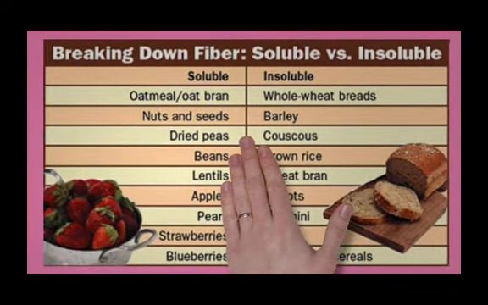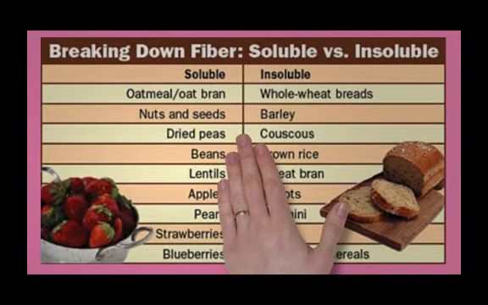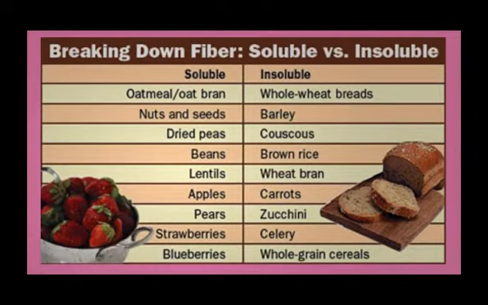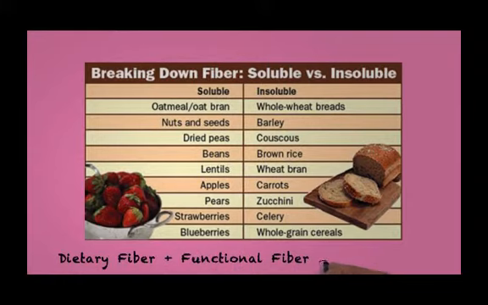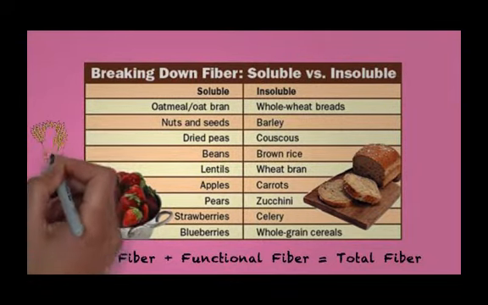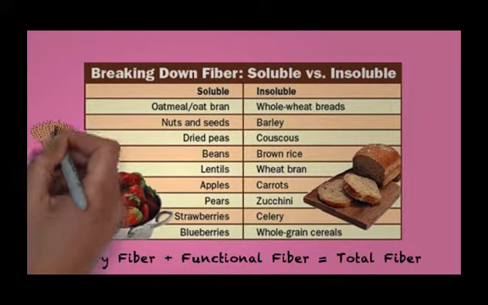Fiber provides several important functions in our diet, including preventing constipation, helping to maintain a healthy body weight, and lowering your risk of diabetes and heart disease. The fiber that occurs naturally in food is referred to as dietary fiber, whereas the fiber that may be added to foods is called functional fiber. The sum of dietary fiber plus functional fiber is called total fiber.